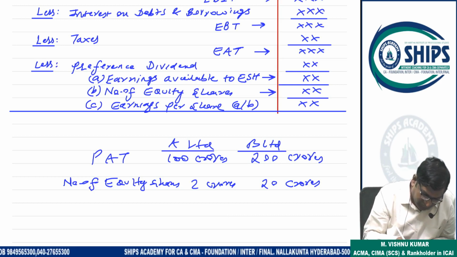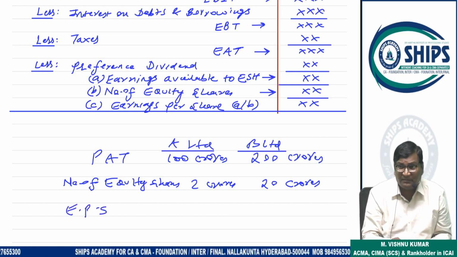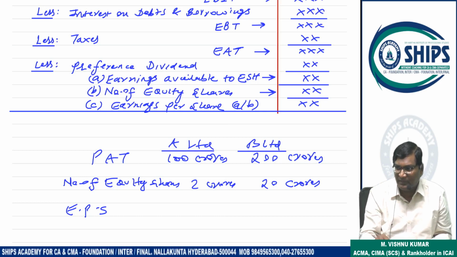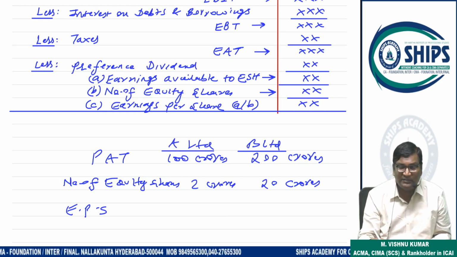Okay, so if I calculate earning per share... Earning per share means on one share, how much earning is coming to the shareholder. Suppose you invested in a company and you have one share. On one share, how much return do you get? That is called what?